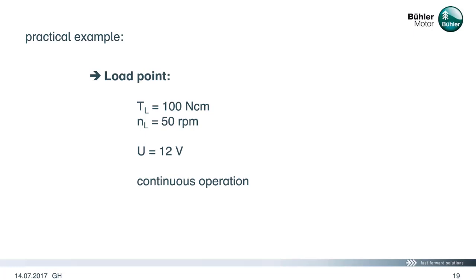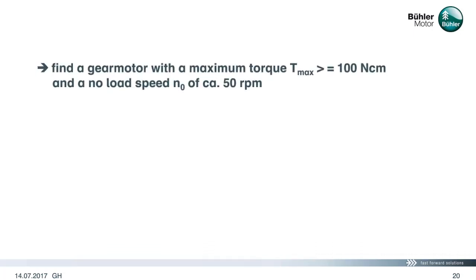The load point in a 12-volt application with continuous operation is supposed to be 50 RPM at 100 Newton-centimeter load. Load speed n sub L is definitely low, which means a gear motor is needed. We need to search our portfolio first now for a gear motor with a maximum torque T sub max of equal or more than 100 Newton-centimeter and a no load speed n sub 0 of roughly 50 RPM.